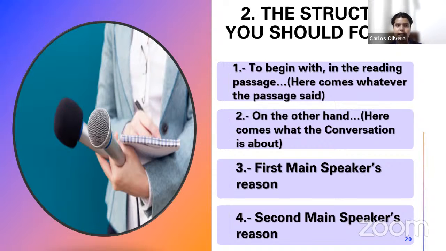And then comes the summary of the reading passage. So for example, as in the last illustration: to begin with, in the reading passage, we have seen that the university is planning to shut down the fitness center because they consider that nobody uses it and that the private gyms they offer as an alternative are better for their alumni. Something like that. Then after you have summarized the reading passage, you move on to the second step.